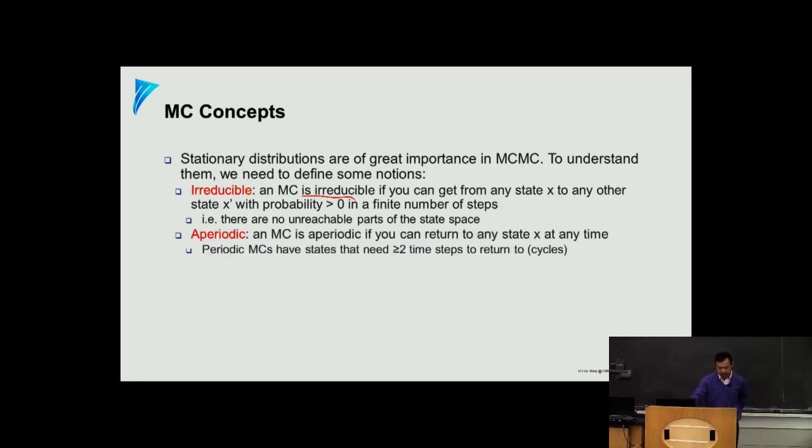The second one is aperiodicity, meaning that every move from one state to another state is reversible. You can come back. There are two ways to come back. One is directly jumping back. The other is to take a long detour through other states and eventually come back. And that basically is periodic. Here we are talking about aperiodicity.